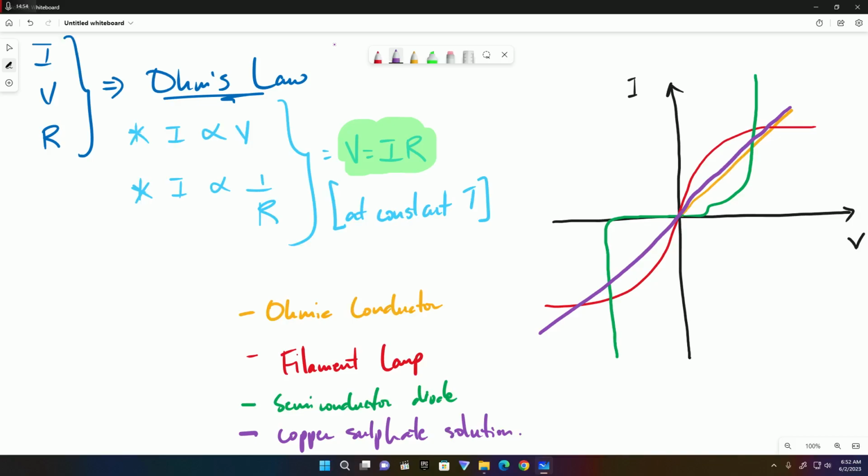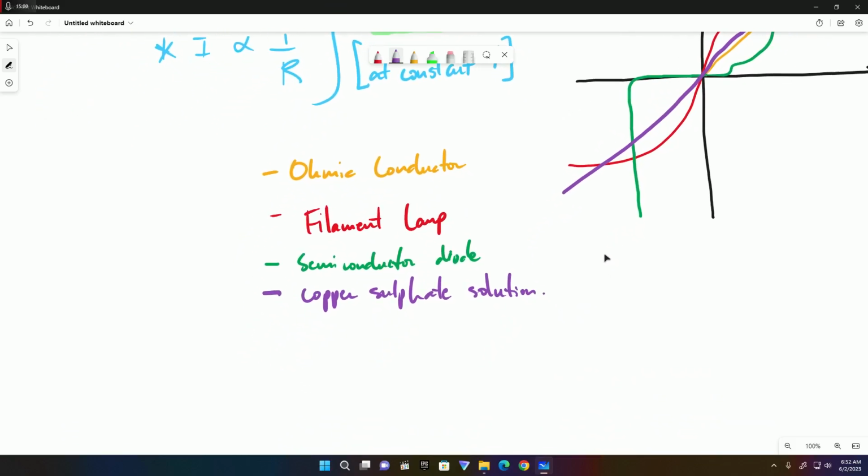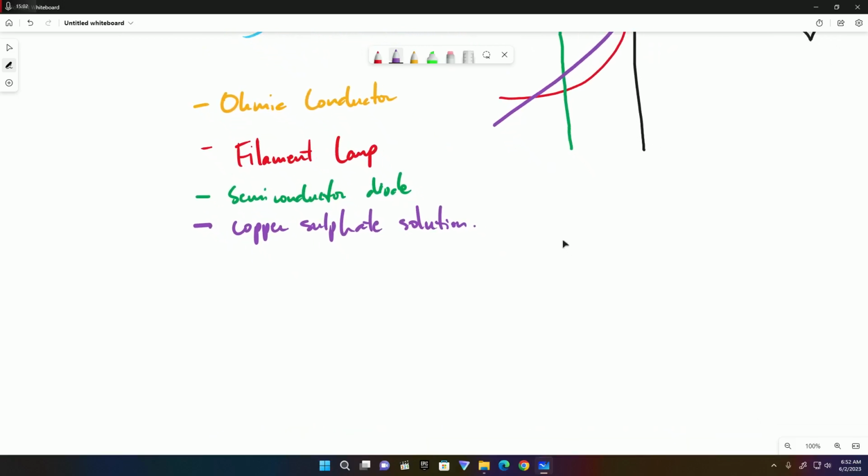Now, we have to look at electrical power.